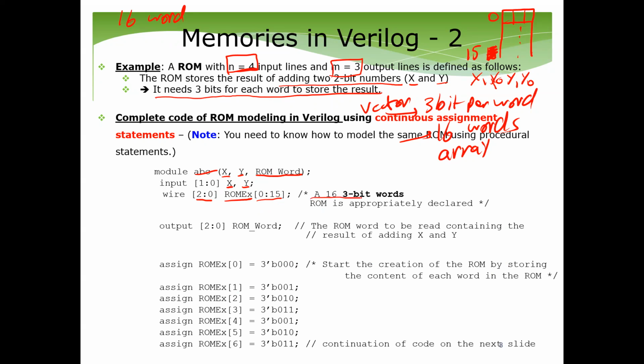So this will create 16 3-bit words to declare the ROM. Now for the output, I have a 3-bit output, which I'll call ROM word, 3 bits going from 2 to 0. Now, the next step.